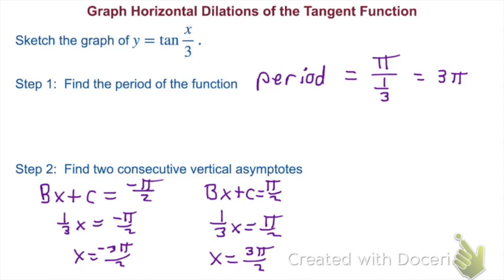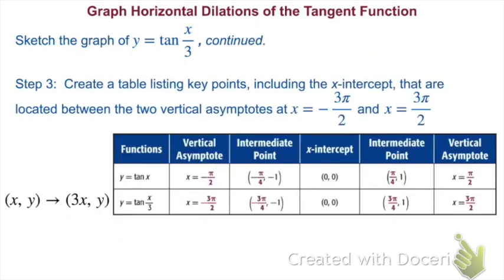These are our vertical asymptotes that we're going to use to start. And then our period is 3 pi, so it's just going to keep repeating every 3 pi. So let's see what that looks like on the next slide. So we're going to sketch a graph of tangent of x over 3 now. So now we have step 3. We're going to make a table. On the previous slide, we discovered that we had vertical asymptotes here and here.